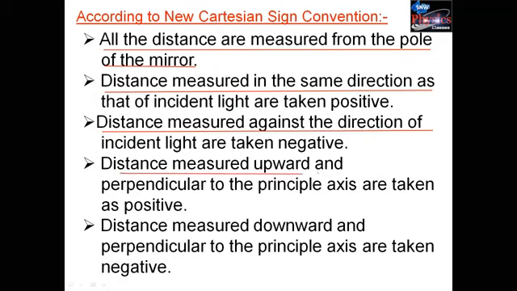The distance measured upward and perpendicular to the principal axis is taken as positive. ठीक है, जो distance होता है upward और principal axis के perpendicular रहे that is positive, and distance measured downward and perpendicular to the principal axis is taken as negative. ठीक है, अभी हम लोगों ने बताया है कि राइट साइड डिस्टेंस को हम लोग पॉजिटिव लेते हैं, लेफ्टवर्ड डिस्टेंस को नेगेटिव लेते हैं, अपवर्ड डिस्टेंस पॉजिटिव and downward distance is negative.